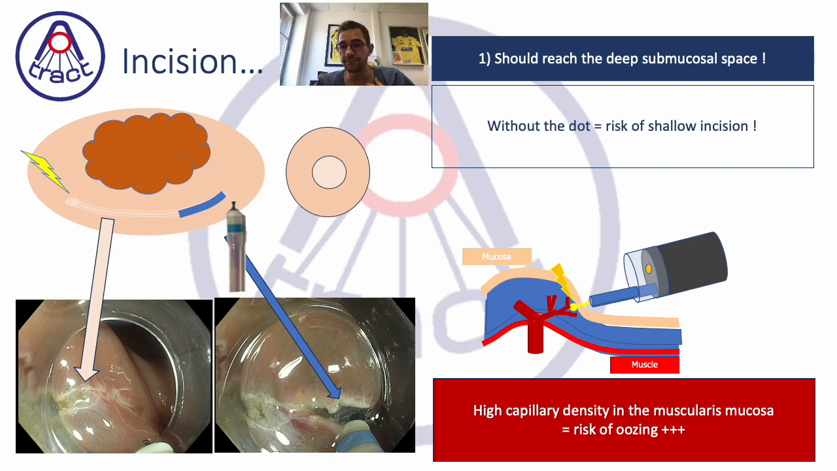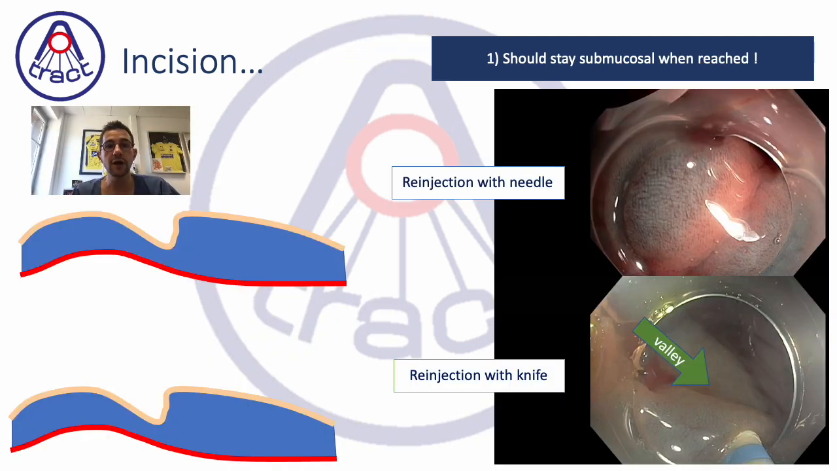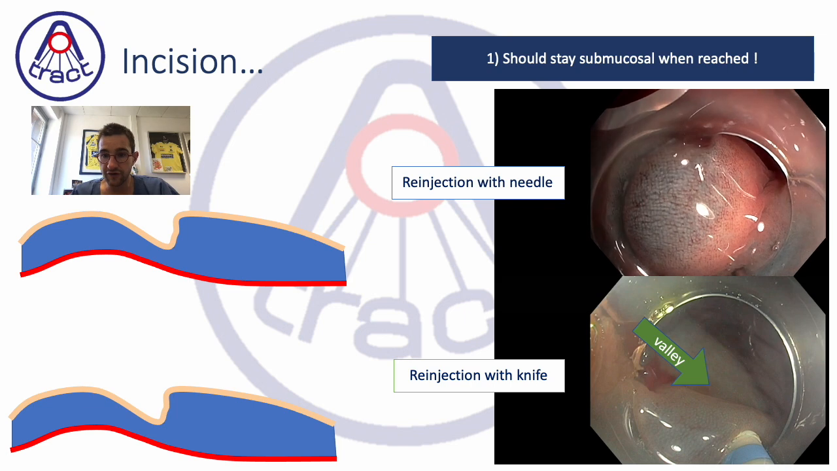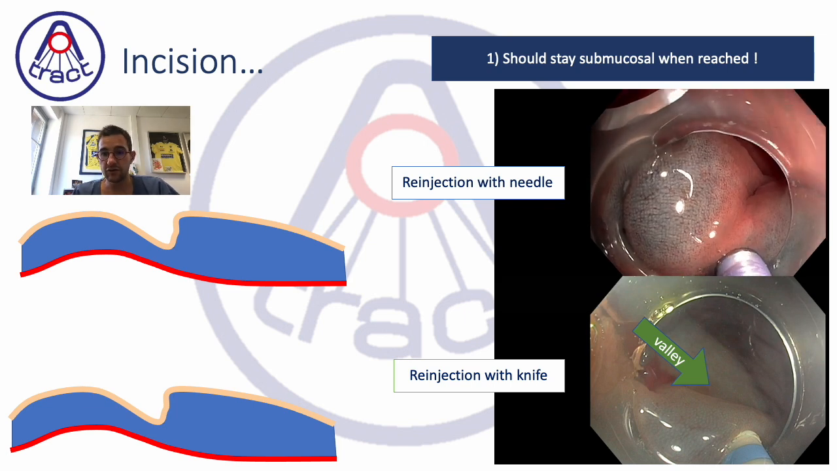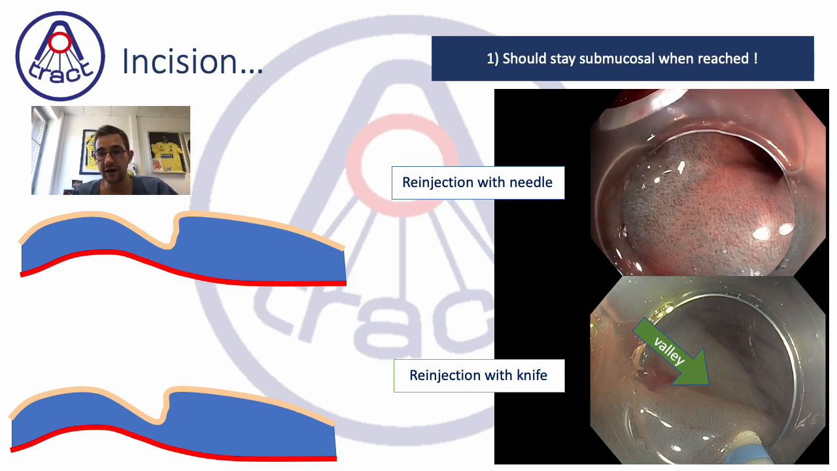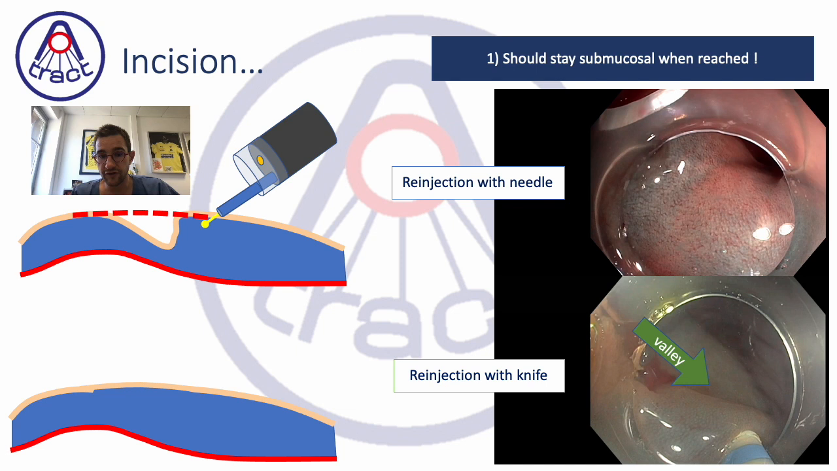You will meet fewer vessels, but a little bigger. Another point, which is linked to injection, is that it is difficult to cut into a valley. You should, in fact, remove the valley to stretch the mucosa again and be effective when you cut. In a valley, it's difficult to make a good incision at the same depth. If you change the valley to make a kind of mountain, you will be more effective.